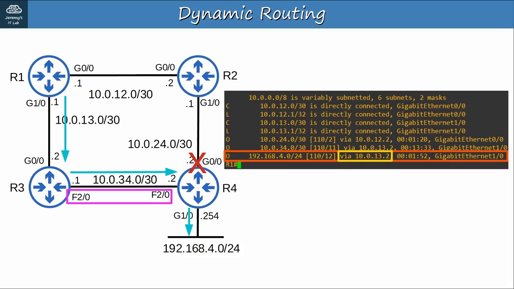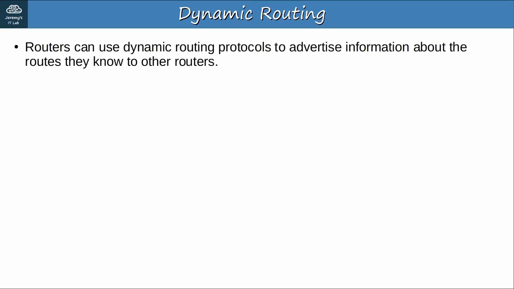R1 learned about the 192.168.4.0/24 network from both R2 and R3. However, it determined that the path via R2 is superior because it costs less. Okay, so that's a very quick introduction to dynamic routing protocols and their basic purpose. Here are a few key points.